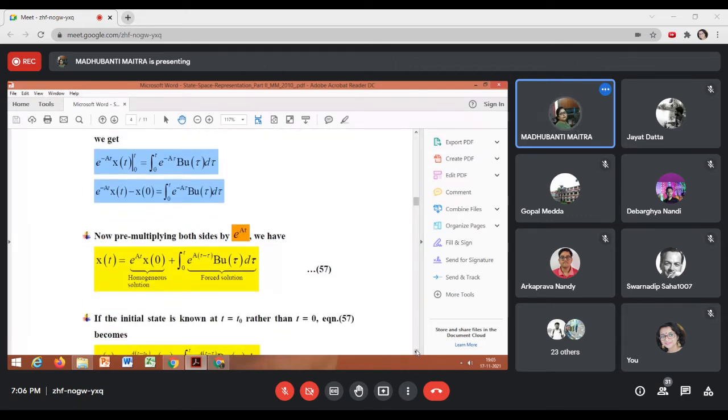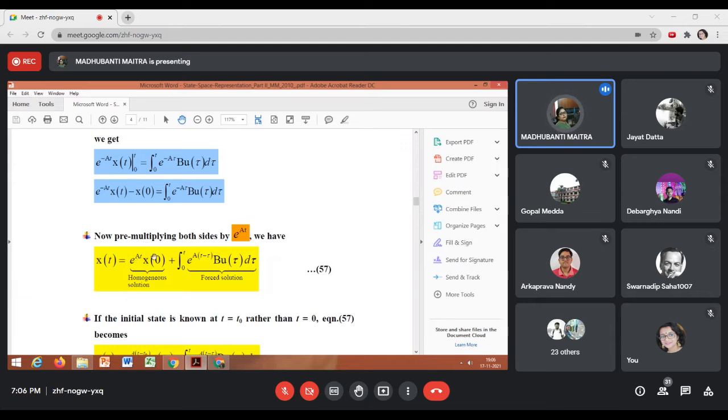Now what we'll do? Again, we'll multiply both sides of this equation by the term e to the power -At. If we do so, the first term will simply be x(t) e^(-At) into e^(At), so this term will reduce to x(t). Now if we perform side transposition, then this term will be e^(At) into x0.